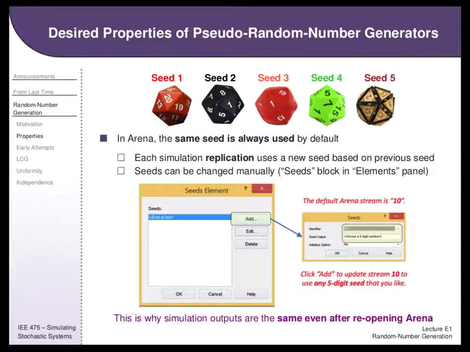But if you go into this seeds element and you edit, and this is hard to read here on this screen, but if you edit or add a stream 10, and you then put in a 5-digit number for the seed for stream 10, then Arena will use that number instead of its default seed. And so you have the ability to change the seeds in Arena. It turns out there's a lot of other cool things you can do with the seeds in Arena. Any good simulation package will give you access to the seeds and will record the seeds in some way with your results so that you can reconstruct those results later.